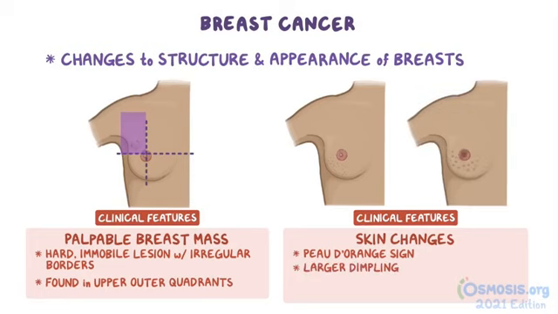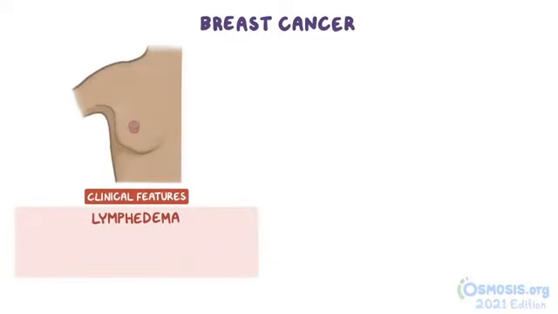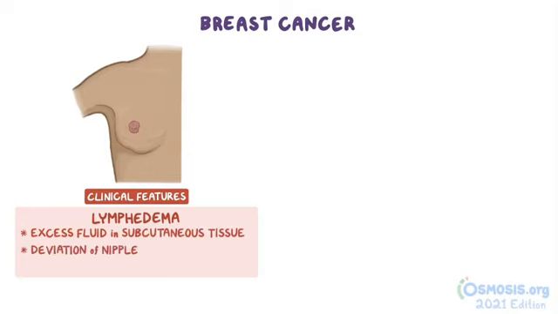Larger dimpling of the skin can result from cancerous invasion of the glandular tissue and fibrosis, which may also pull on the suspensory ligaments of the breast and can cause retraction of the nipple. If the cancer interferes with the lymphatic drainage, this can lead to lymphedema, which is when there's excess fluid in the subcutaneous tissue. This, in turn, results in deviation of the nipple and the skin appears thickened and leather-like.